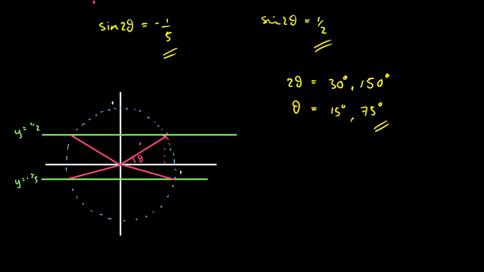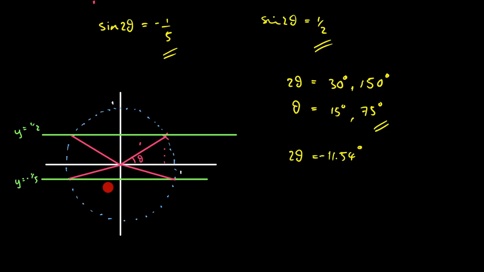So what's the angle that takes me to here? Well, if I put that into my calculator, I get negative 11.54. So 2 theta is equal to negative 11.54, because I'm going back.